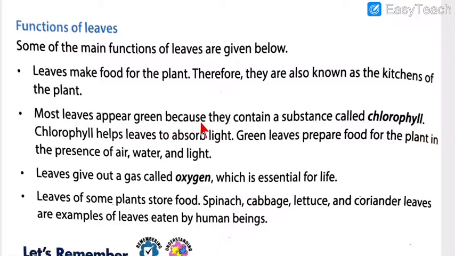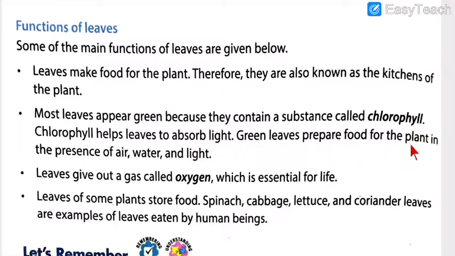Most leaves appear green because they contain a substance called chlorophyll. Again, this point is also very important. Now you will say, sir, why are leaves green in color? Why not white, red, anything else? Most of the leaves appear green because they have a substance inside them called chlorophyll. Chlorophyll helps the leaves to absorb the light.